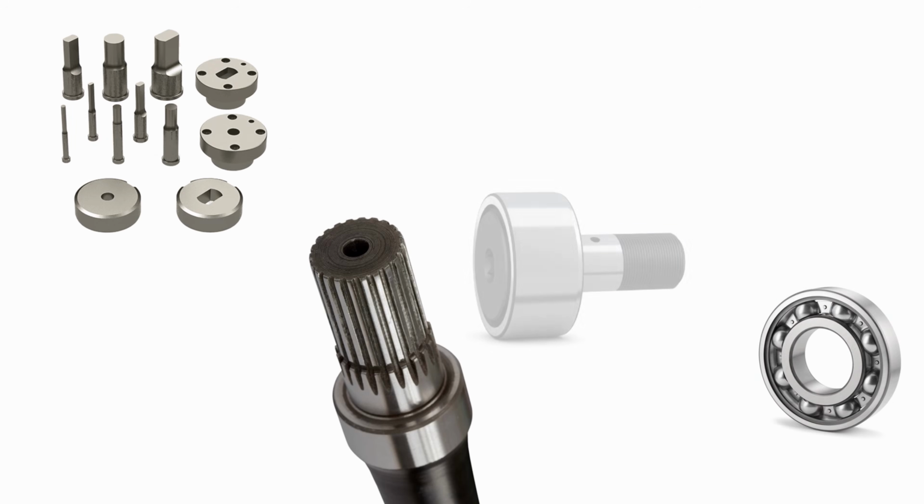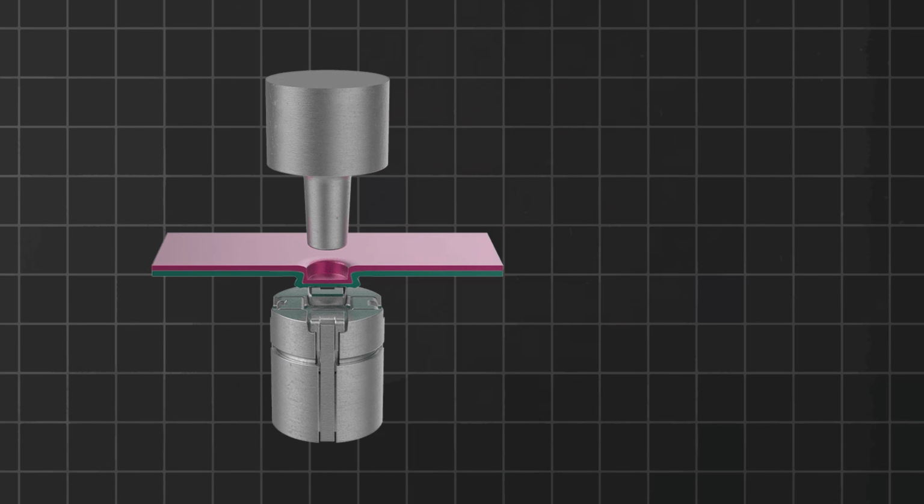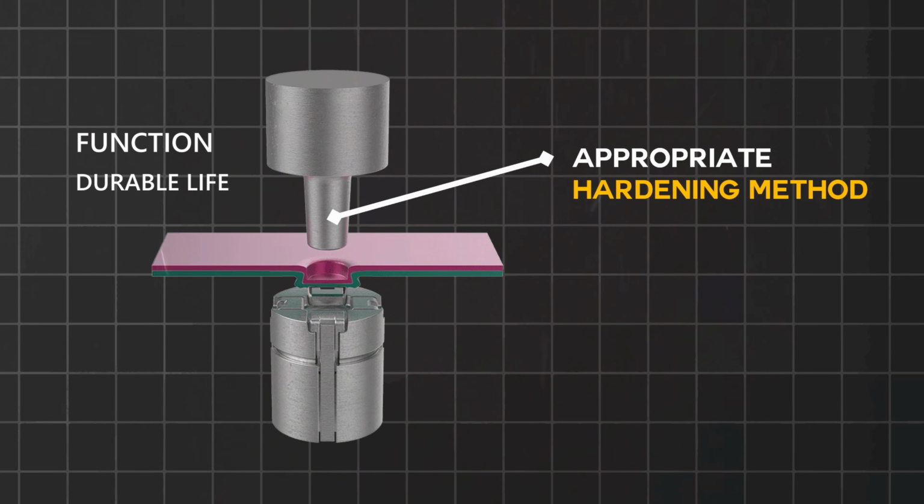These components must be hardened adequately to maintain their perfect shape and sharp edges, even under heavy and sudden loads. So to ensure the proper function and provide durable life to the toolings and sliding components, we must harden these components with the appropriate hardening method to an optimum hardness level.